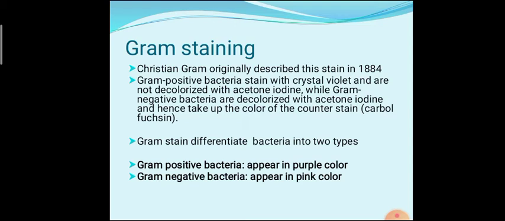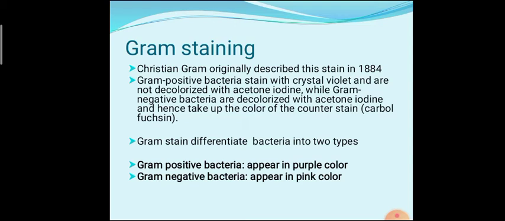Gram-positive bacteria stain with crystal violet and are not decolorized with acetone iodine. Okay, dear viewers, in gram staining we use four different types of chemicals, right? Whenever we put the crystal violet solution on gram-positive bacteria, they will stain with crystal violet, but the gram-positive bacteria cannot be decolorized by putting acetone iodine. Gram-positive bacteria always stain with crystal violet but cannot be decolorized with acetone iodine.